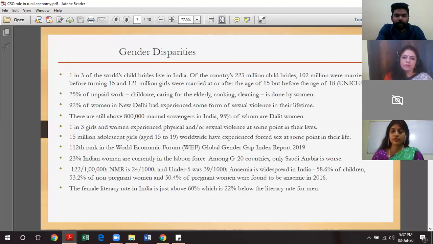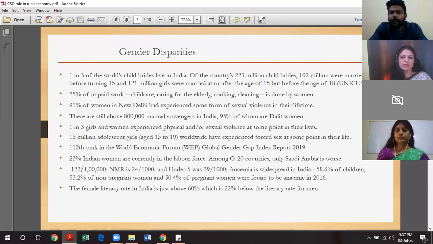Again, 23%, which has further come down in 2017-18, is now 17.5%. Women's labor workforce participation has come down. I think that in G20 countries, only Saudi Arabia, only some of the Arabic countries, are worse than us. Otherwise, we are there.